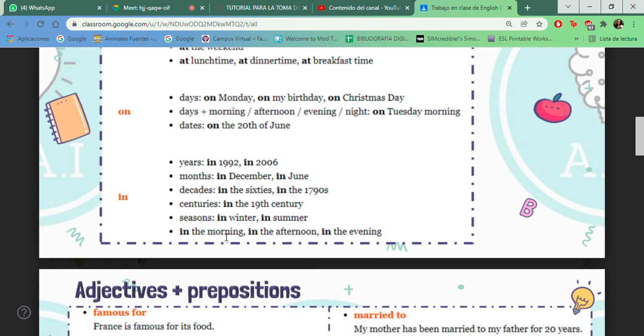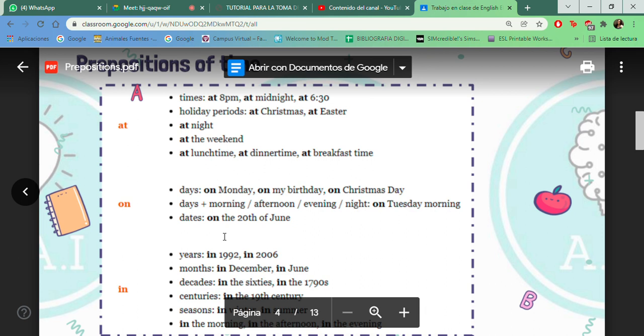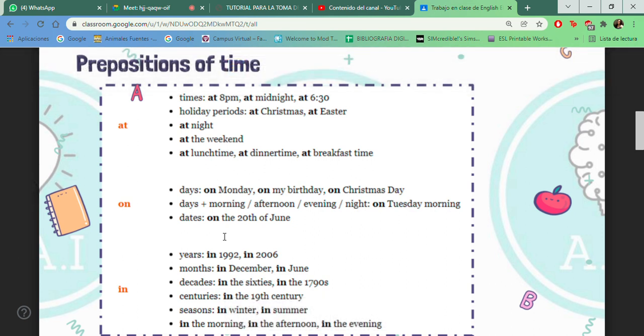Any questions about this? Remember, for longer periods of time we use in, for more specific with days we use on, and then we have even more specific at, okay? Remember that we have some expressions such as at night or in the evening, and on the weekends or at the weekends if it's British, okay? That's it. At lunchtime and dinner time, ¿así es separado o es junto, o breakfast time, digo? You can use it in both ways, okay?